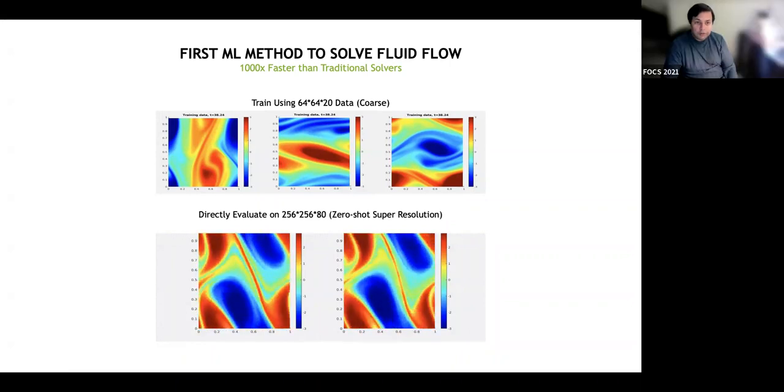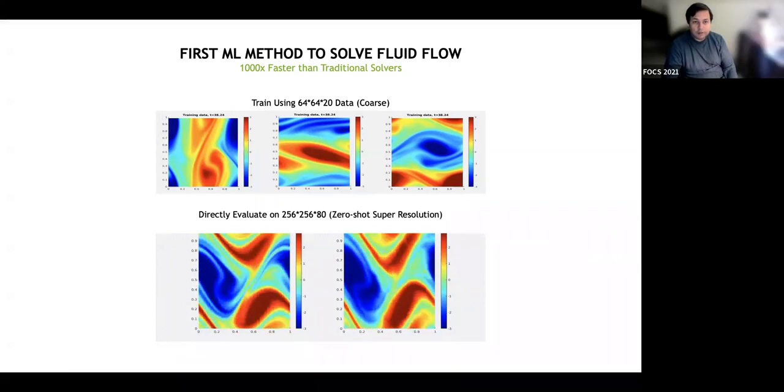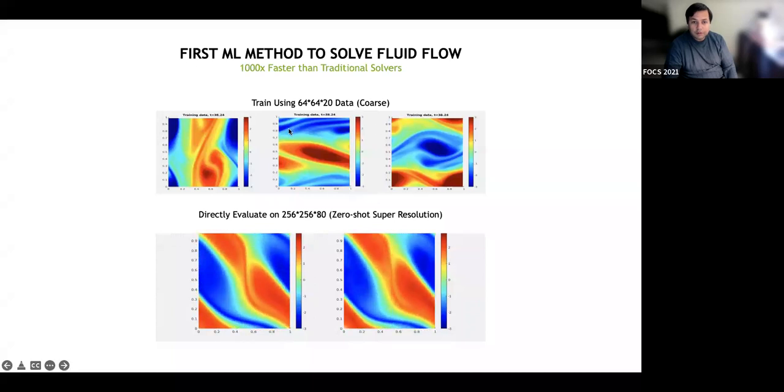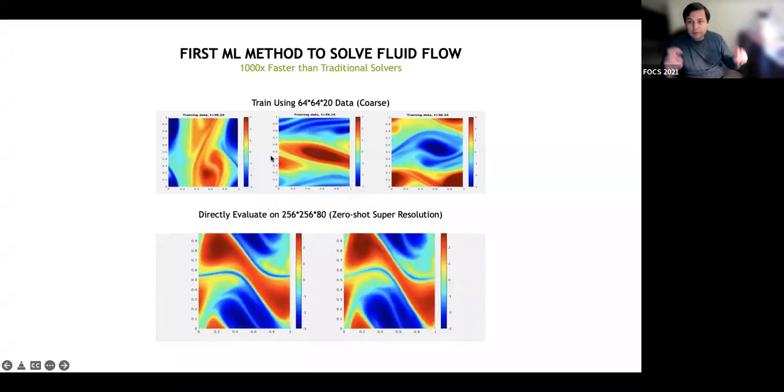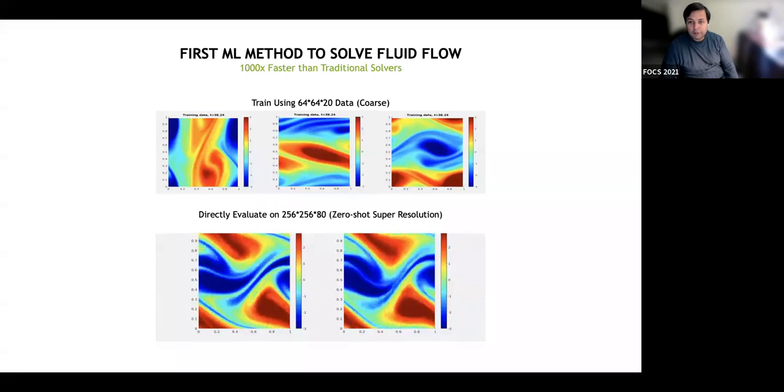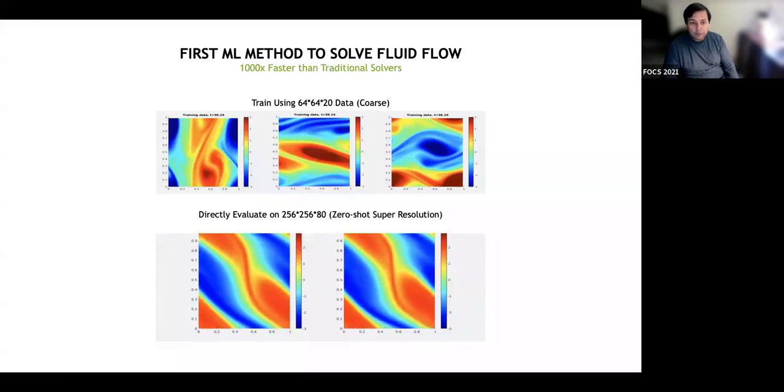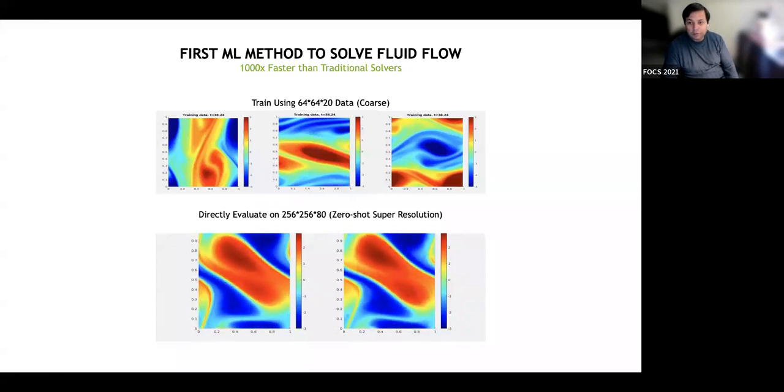And so you see these frames here, which are on the top of your slide, the 3 frames. These are the supervised learning examples that you feed into these neural operators. And it outputs something like the 2 bottom figures.